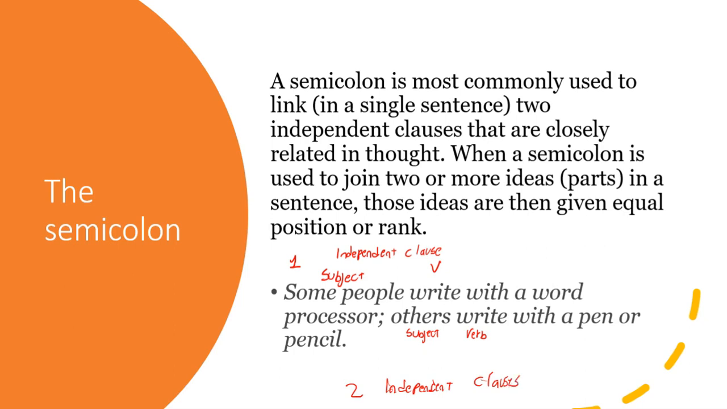However, that's not the end of the story. The rule says, when we have two independent clauses within one sentence, and they are closely related in thought. So some people write with a word processor. As I know that my second independent clause is very close to this one, I need to use a semicolon. Others write with a pen or pencil.